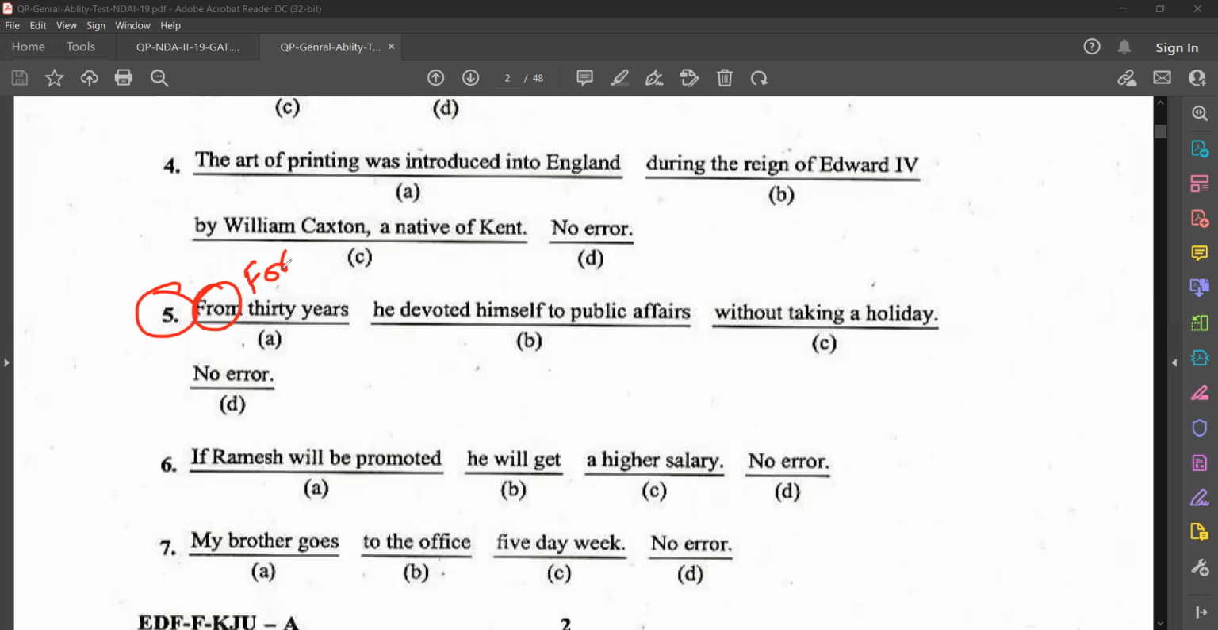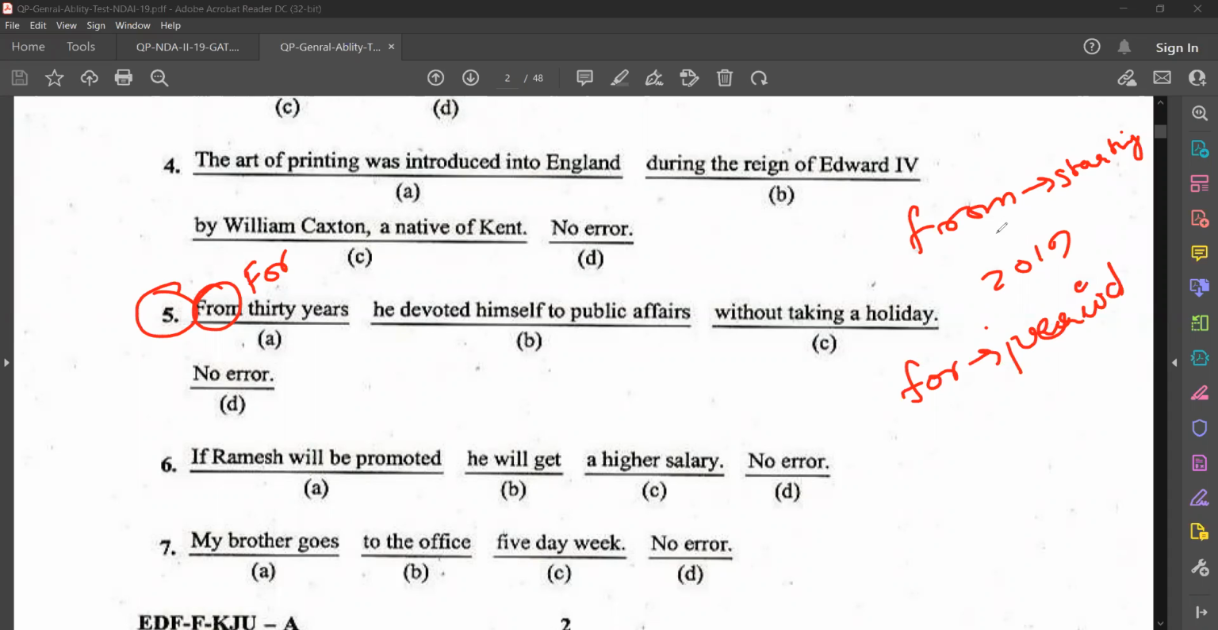Because "for" shows some time period. "From" means from. If you are using "from", you have to say the starting point, like from 2019, or from 2000, like that. But "for" shows a period of time, isn't it? If you are saying "from", you have to say the starting point, from this year he has been working, not like that. But "for" can be used for a time period.